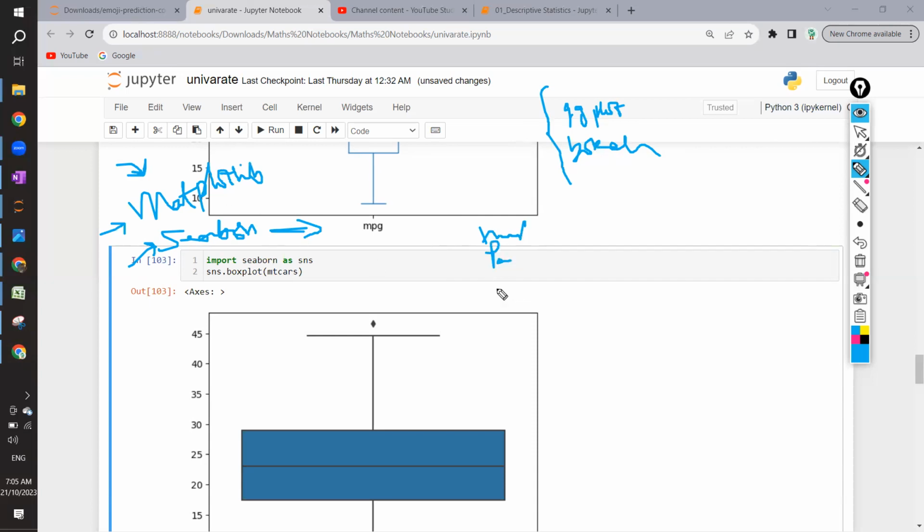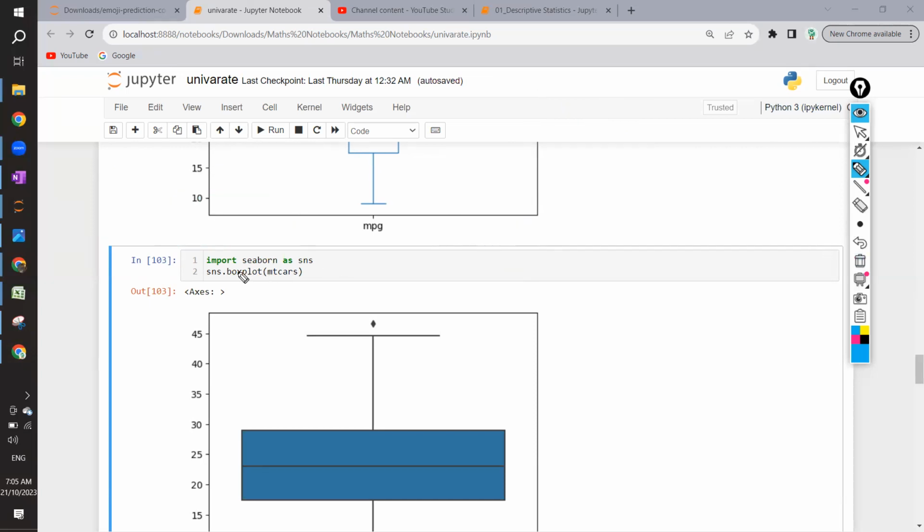Next you have visualizations, Matplotlib and Seaborn. Over there we will see these different types of graphs. But as of now, just see how to draw a box plot using Seaborn. Simple. import seaborn as sns. Usually we import Seaborn as sns.